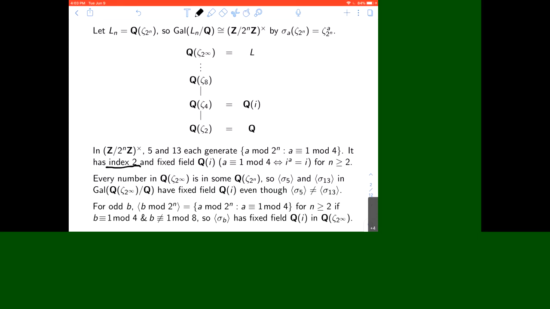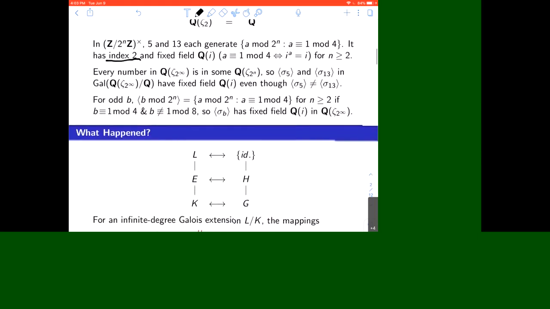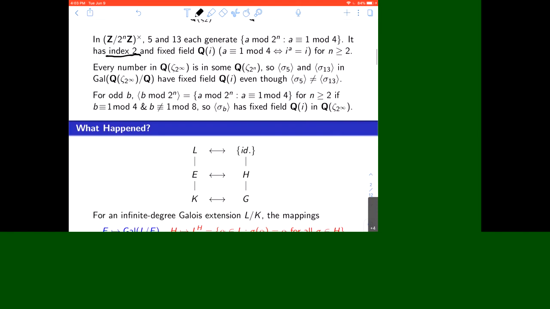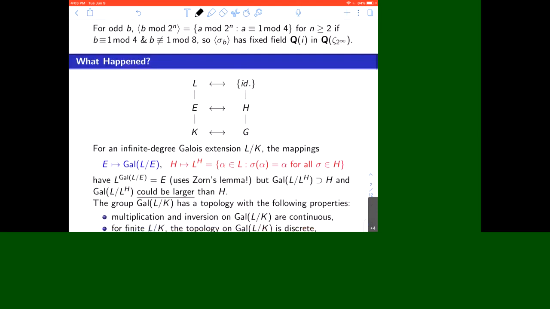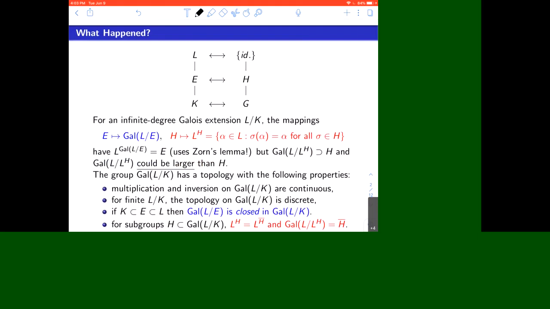So in two-adic language, b would be exactly as close to 1 two-adically as 5 and 13 are. Excuse me, the two-adic distance from 1 is 1/4. So you have lots and lots of subgroups that all have the same fixed field, and this causes the breakdown of the Galois correspondence. We want to see how to fix that, how to replace all these different subgroups that generate the same subfield with one correct subgroup to use instead.